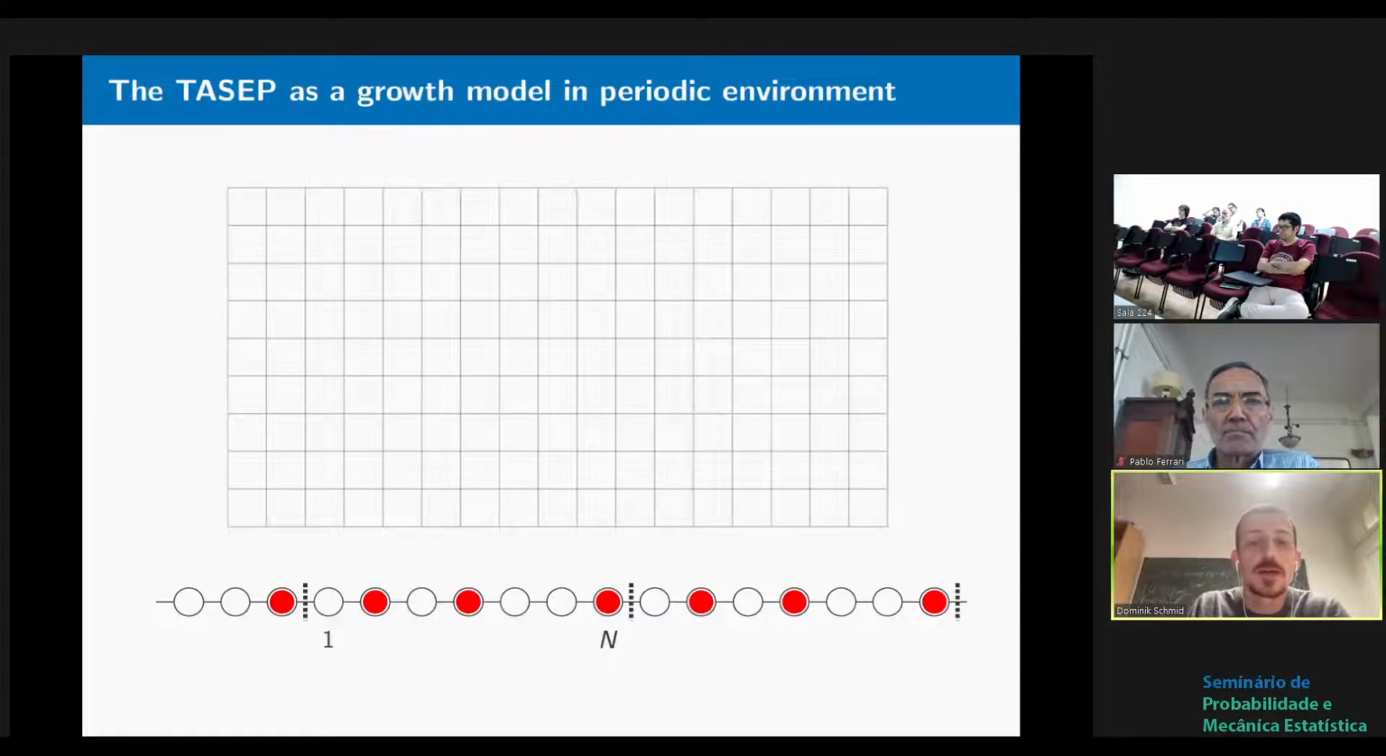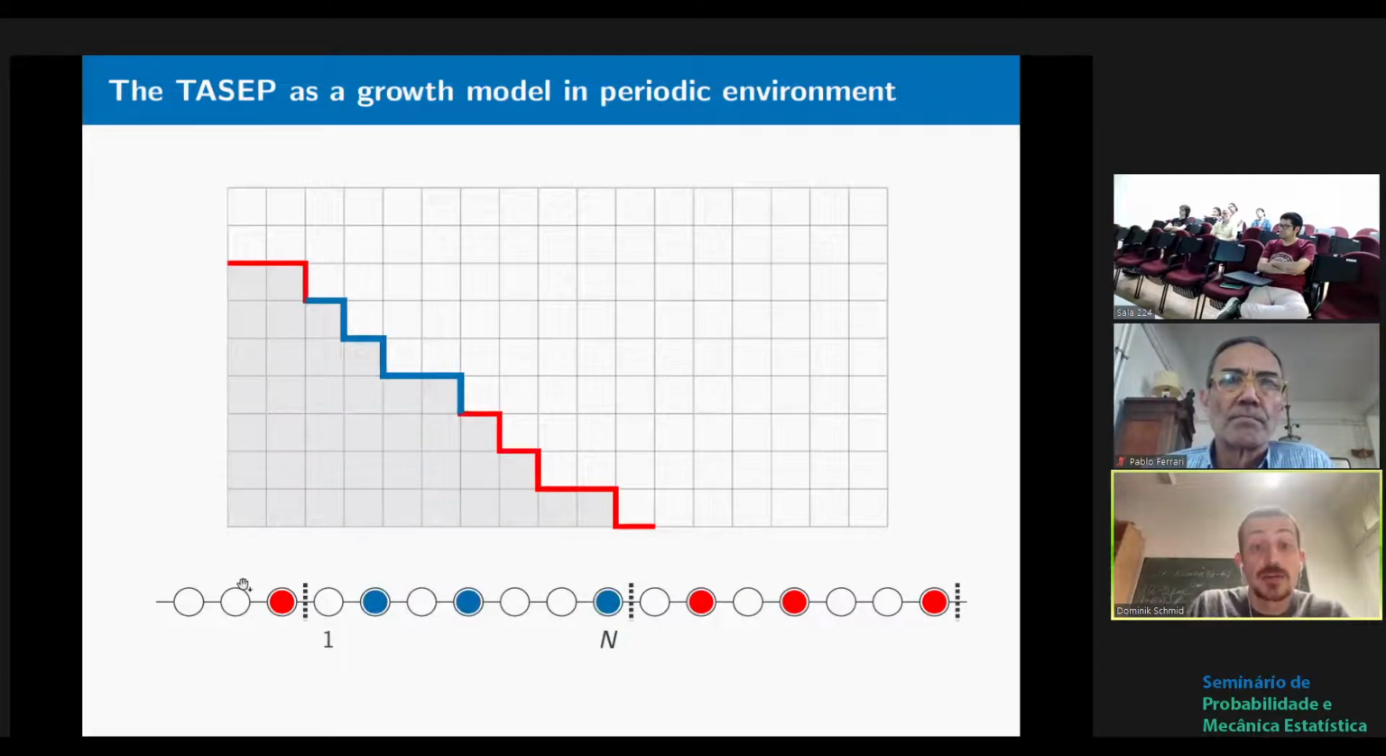I'm doing this in order to interpret the TASEP as a corner growth model in a periodic environment. So taking such a periodic configuration, I map it to an interface in the plane. Here we just have Z^2, and I treat such a configuration as an interface in Z^2 defined in the following way. Let's focus on this blue part. Whenever I see an empty site, I make one step to the right. And whenever I see a particle, see here at site 2, I make one step down.